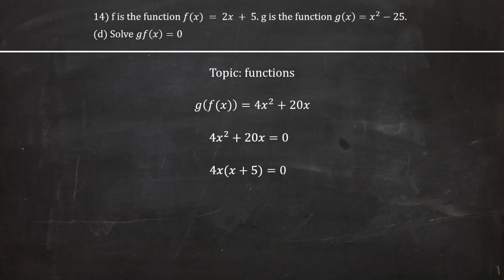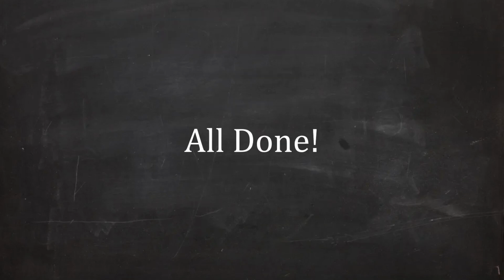We're going to separate them and solve, so you're going to get 4x is equal to 0, which means x is 0. And x plus 5 is equal to 0. Take away 5 from both sides, you get x is equal to minus 5. Done. That's it. One more in the books.